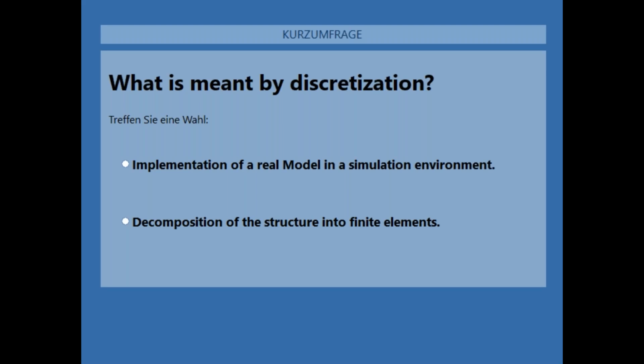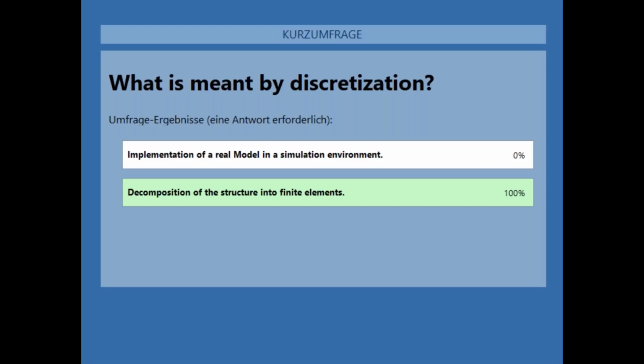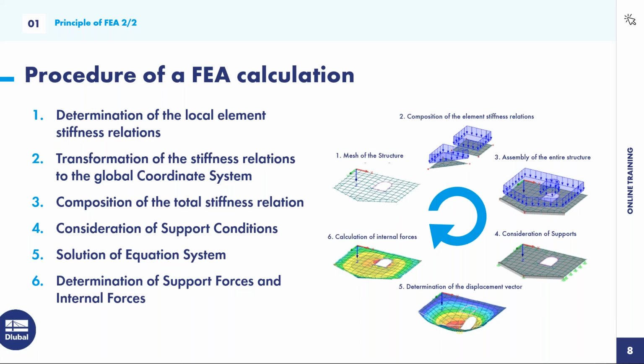Okay, 2/3 have voted. I'll give you another 3 seconds. 2, 1. I close the poll. And that's great. We have 100% of correct answers. This is really great. So I hide the results of this poll.